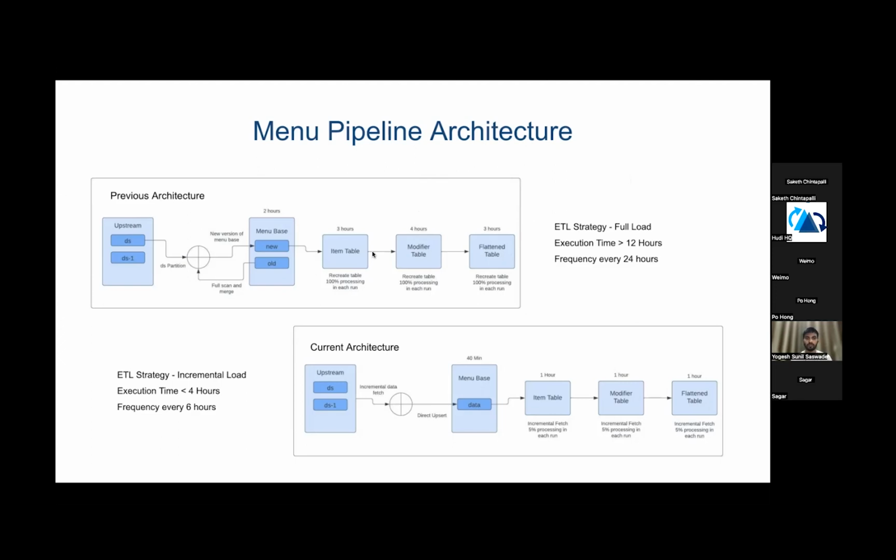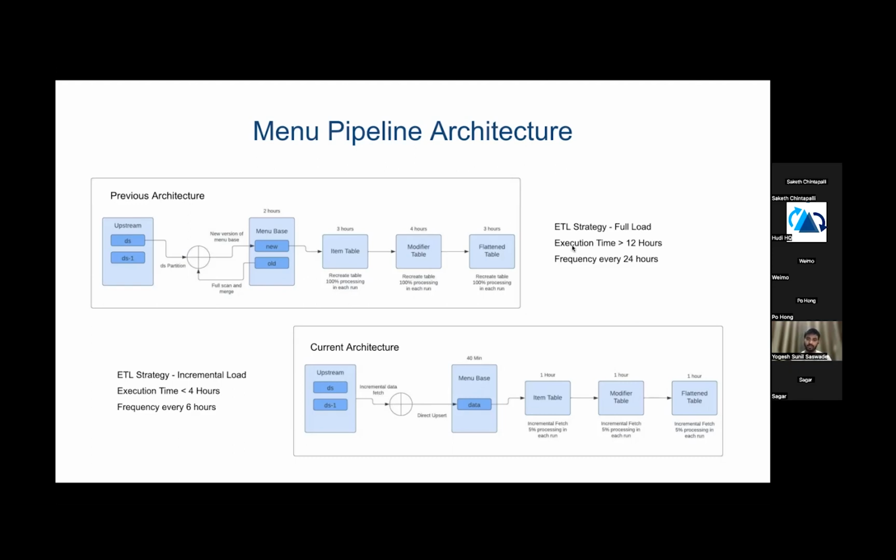But with the Lakehouse ETL solution, the main thing is, since only 5% of data changes per day, incremental load really helped us a lot, because we are only capturing the 5% of data from the upstream, and we are directly doing the upserts on menu base data, since Hudi itself can do the merging and all that stuff. Then once we have the base data, we are capturing the upserts, or basically the latest change data, in the menu base table. And we are just processing that data in the downstream tables. So in each downstream table, we'll be processing just 5% of data each time.